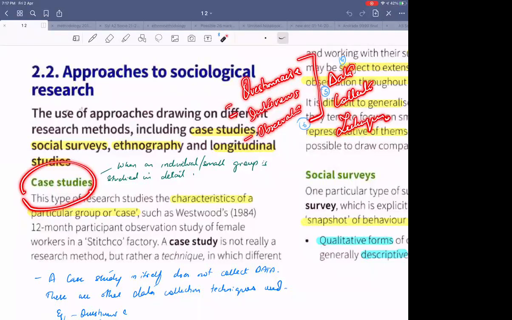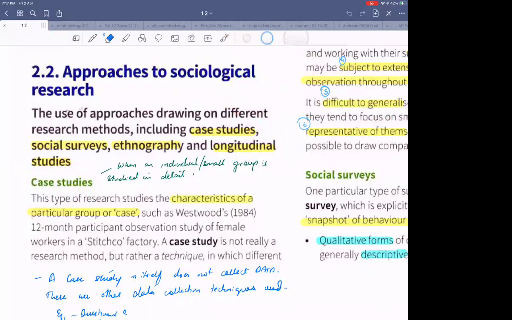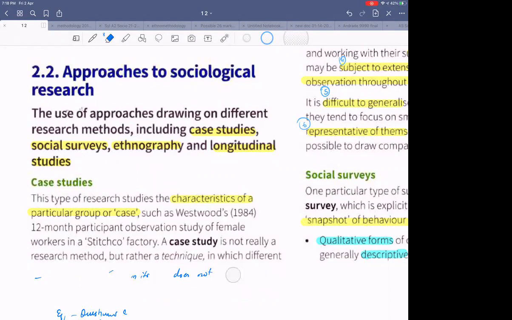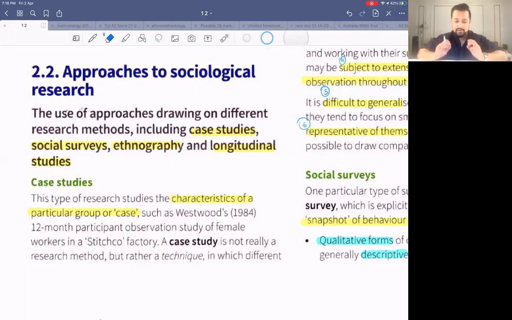When we use the term case study, we are actually referring to data being collected on a small group, which could be a single individual as well. When a small group or a single individual is studied in detail, with the intention that the data collected would be used elsewhere on a group that has similar characteristics, right? So a case study is not an example of a data collection technique. You're not collecting data through a case study.